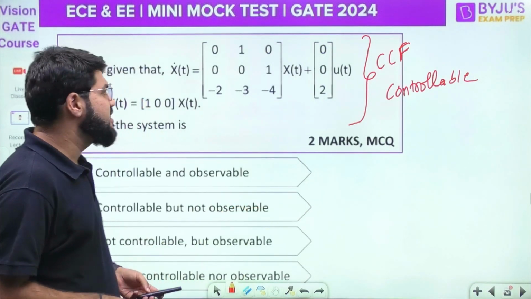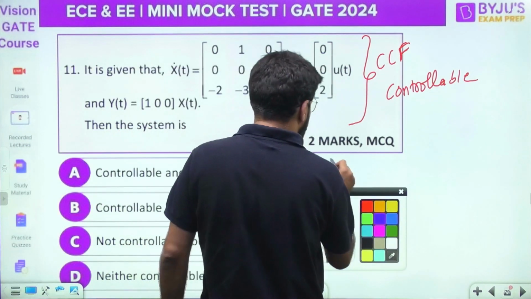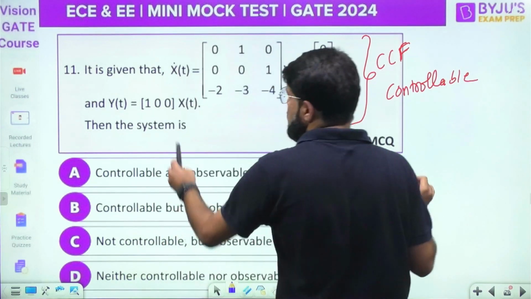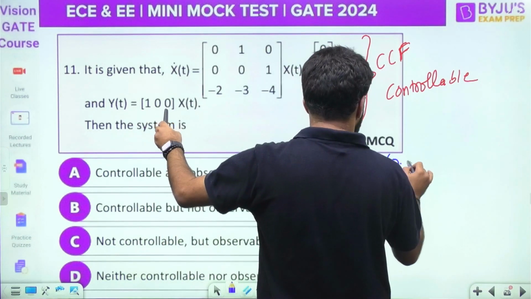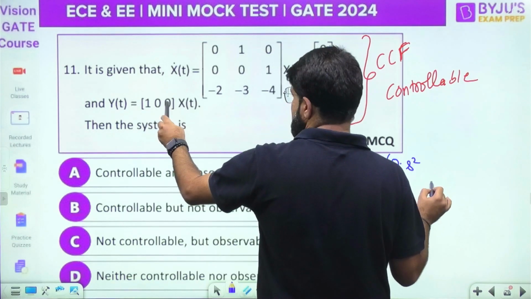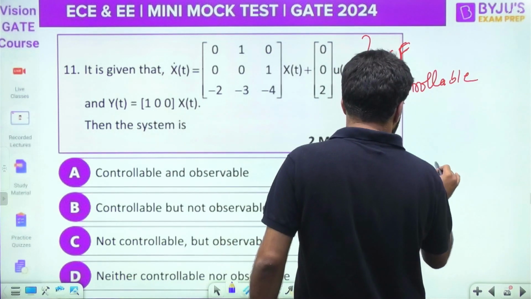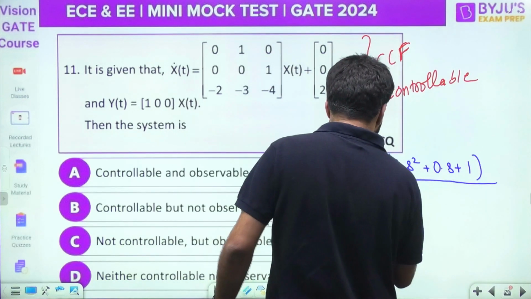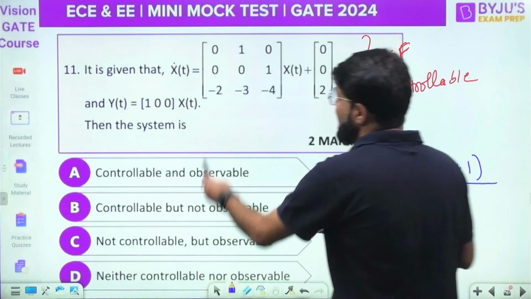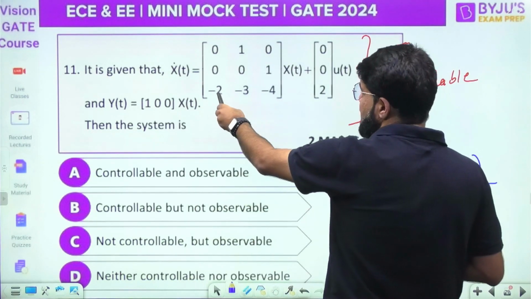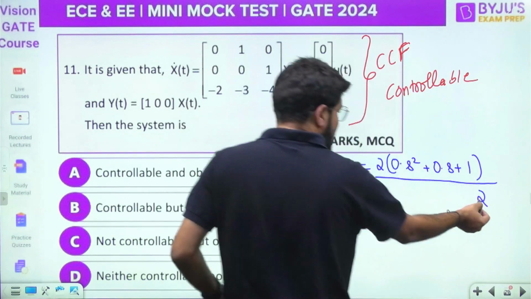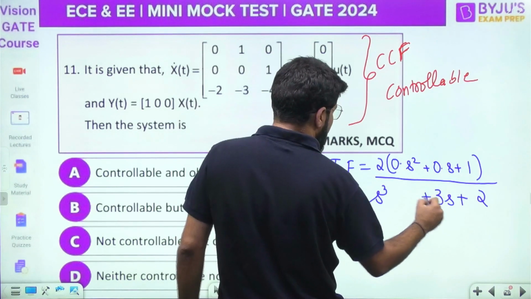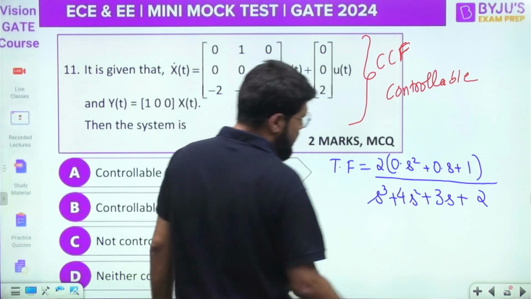If the system is in CCF model, calculate the transfer function. What is the transfer function? B into only the constant is there. That means this is 0 into S square, C0, C1, C2, the S square, S and constant term, plus 0 into S plus the constant term 1, divided by a cubic equation. All of them have opposite signs starting with the constant. If it is minus 2, the constant of the denominator will be 2. We write in reverse: plus 3S, plus 4S square, plus S cube.